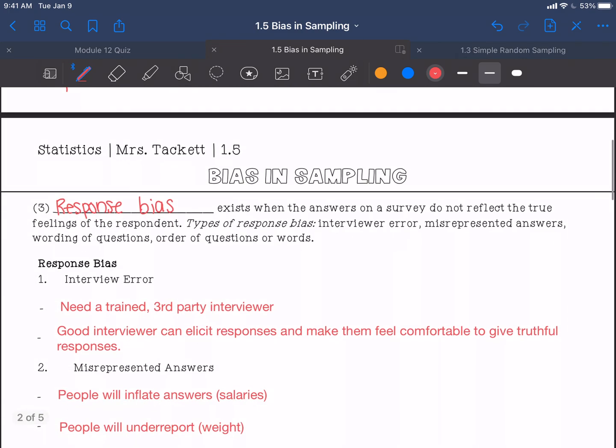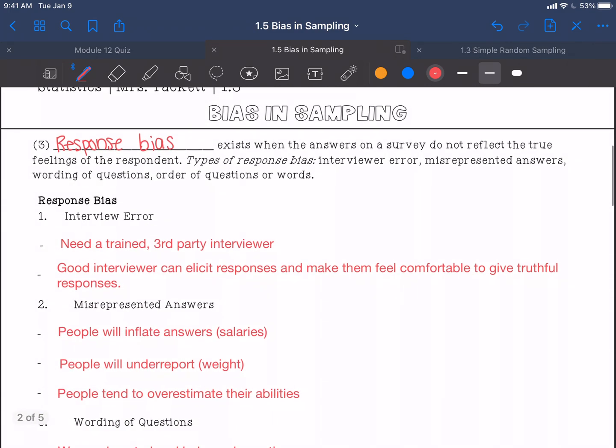The third type of bias we have is response bias. That exists when the answers on a survey do not reflect the true feelings of the respondent. So we have different types of response bias. One could be an interview error. So to help avoid that, you need a trained third-party interviewer.